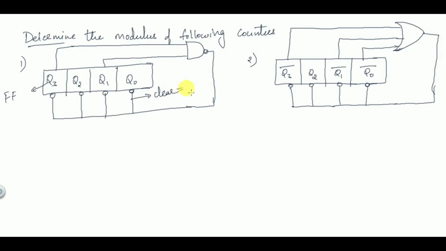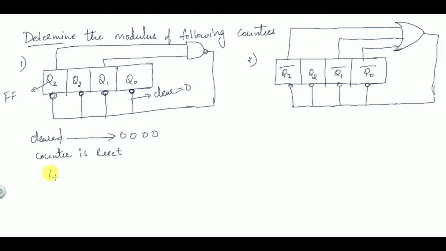If clear is given as 0, because this is active low, here it is given active low. Sometimes they may give you active high also, and in that case you have to give clear equal to 1. When you give clear equal to 0, all the flip-flops will be cleared, which means it comes back to the state 0 0 0 0. That means the counter is reset. So we know the concept here.